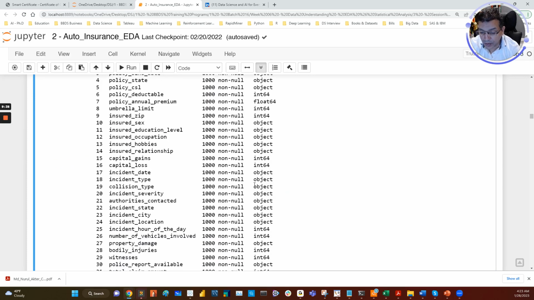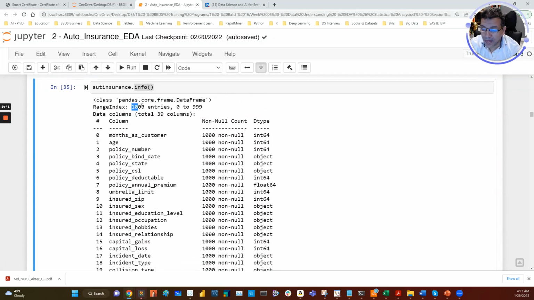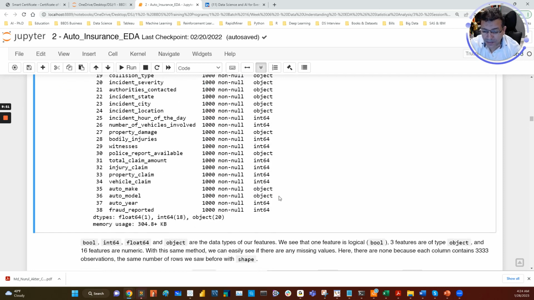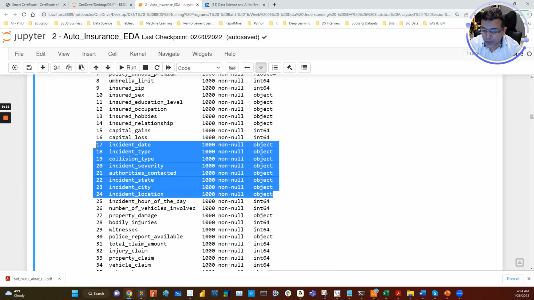And if we look into this information, we got 1,000 entries, and luckily we got 1,000 entries per feature. That simply means we don't have any missing values, but we have a lot of categorical data that we need to transform later. To transform this categorical data into numerical data, we need to determine if this categorical data is nominal or ordinal. The reason we need to do that is to avoid duplication and to avoid creating some biases.